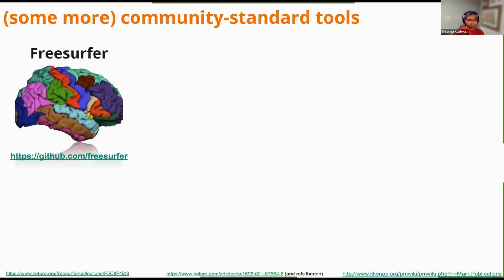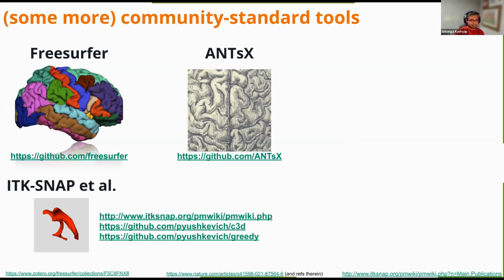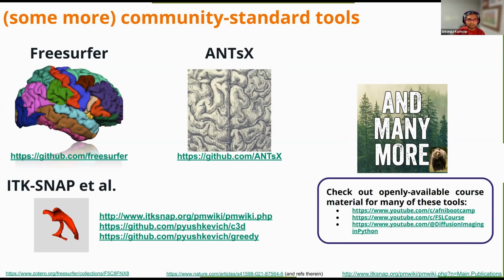And quite quickly, a few honorable mentions. FreeSurfer, everybody's favorite T1 segmentation surface tool. ANTs, so ANTsX, because it's the ecosystem, they have a Python interface, R interface. There are some neural net based tools now as well. And a set of tools by the developers of ITK-SNAP, which include C3D and Greedy. And of course, like I said, there are many more.